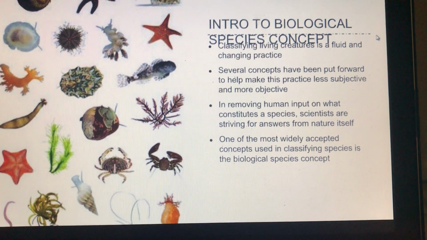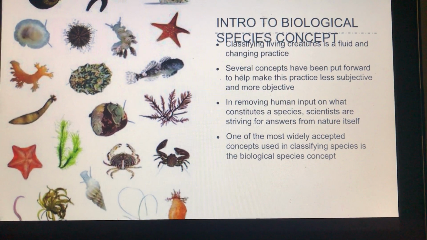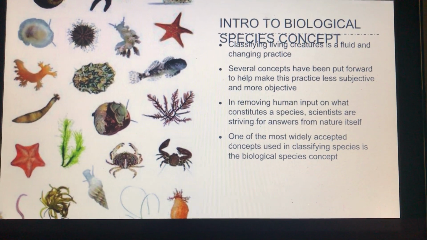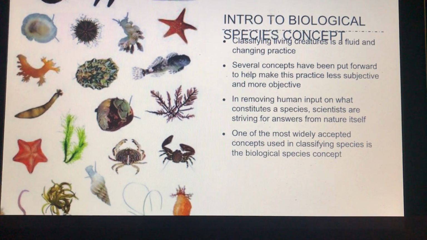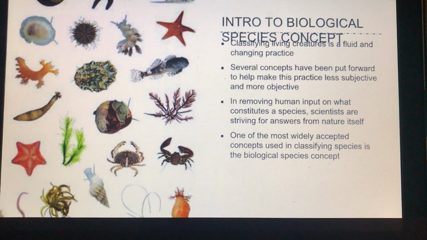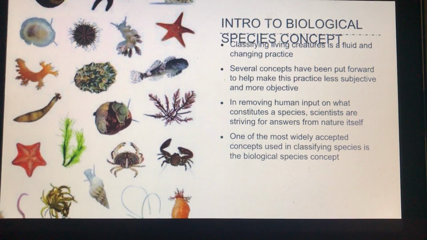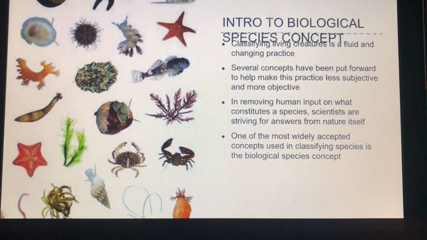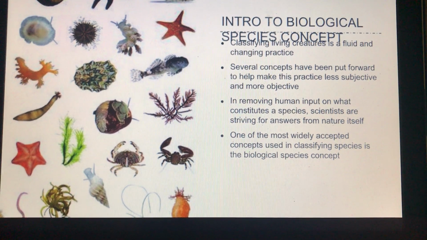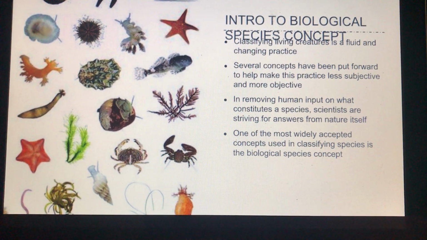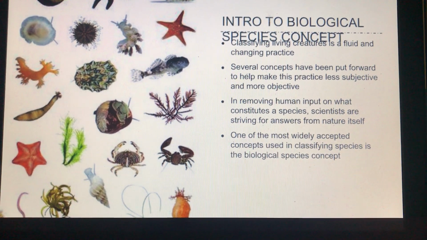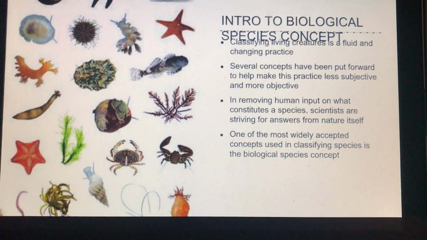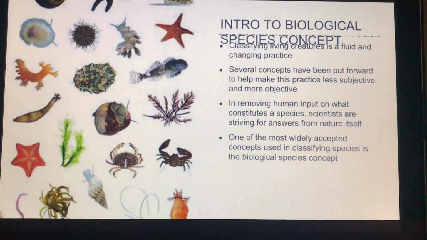The intro to biological species concept. Classifying living creatures is a fluid and changing practice. Several concepts have been put forward to help make this practice less subjective and more objective. In removing human input on what constitutes a species, scientists are striving for answers from nature itself. One of the most widely accepted concepts used in classifying species is the biological species concept.